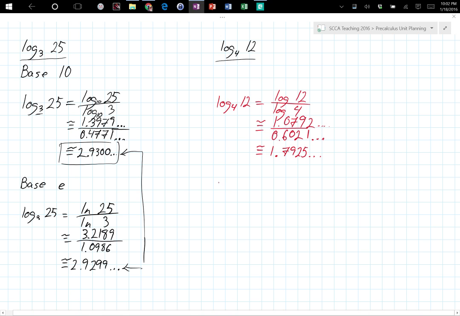And then base e, I'm going to go through the same process. Log base 4 of 12 should be equal to ln of 12 divided by ln of 4. ln of 12, I get 2.4849 on to infinity. And then I take ln of 4, and that's 1.3863 on towards infinity. Okay, now double check that.